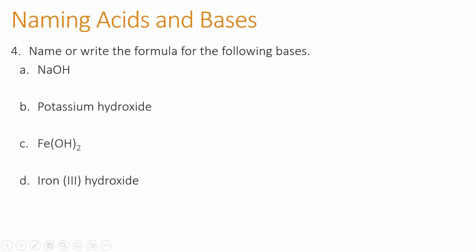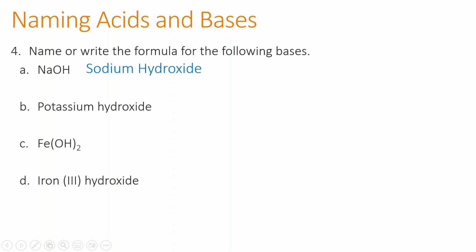So let's take a look at a couple of examples here. In my first one here, I have Na. Na is sodium. And I don't need a Roman numeral for sodium because its charge is always +1. So this is just going to be called sodium hydroxide.